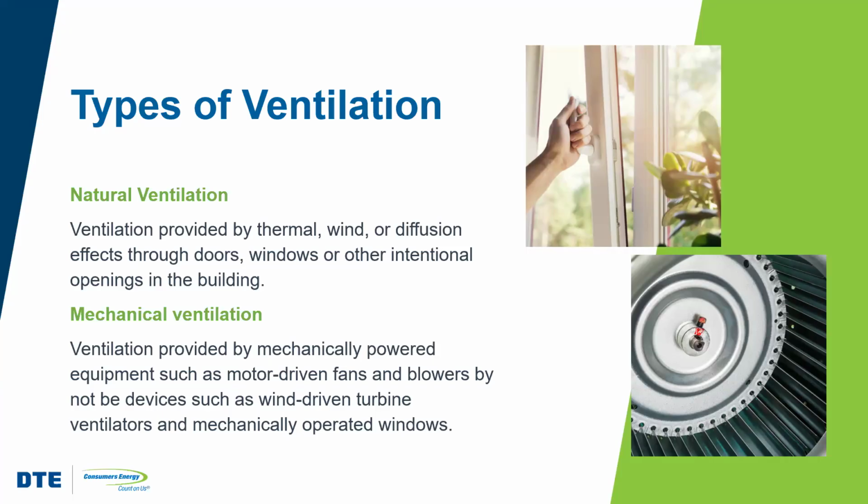And so our current Michigan Energy Code requires mechanical ventilation. Natural ventilation can be used as a supplement or in addition to mechanical ventilation. But the primary ventilation has to be mechanical; there has to be some mechanical ventilation in the system.